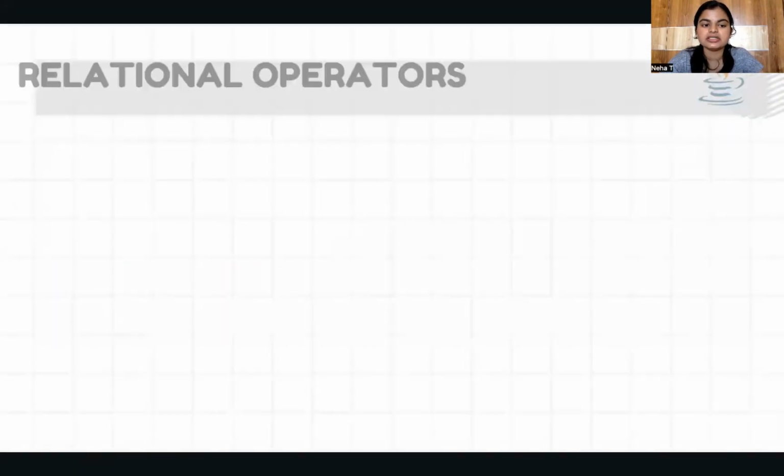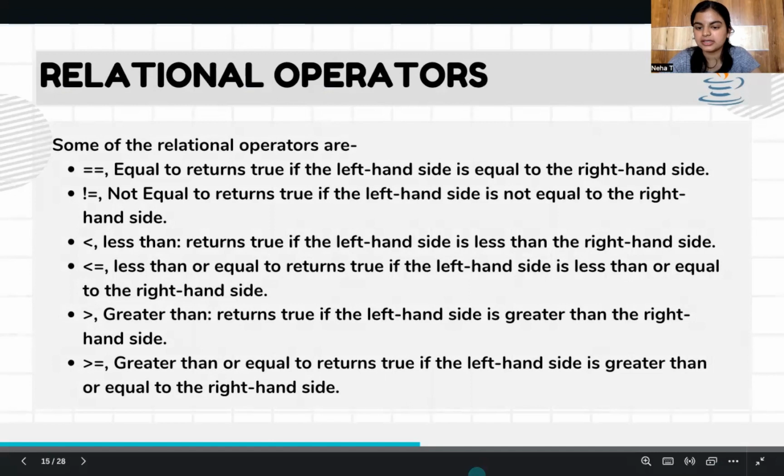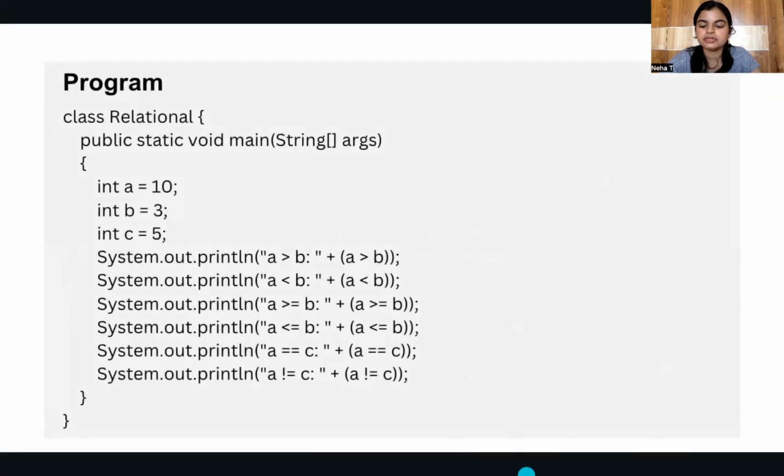So the relational operators are equal equal, that is equal to, returns true if the left hand side is equal to the right hand side. Less than returns true if the left hand side is less than the right hand side. Less than or equal to returns true if the left hand side is less than or equal to the right hand side. So basically there's a comparison going on and then it returns the result as true or false. Then we have greater than and greater than equal to. Similarly, we do these also similar to that. So program for relational operators.